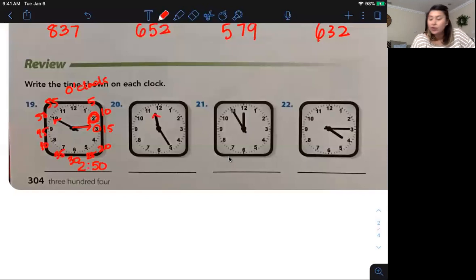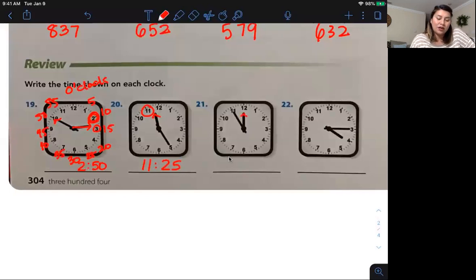It is between two numbers again, and it's always the number before. So it's 11. And can you count by fives all the way to 5? Start at the 1. 5, 10, 15, 20, 25. So what's my answer? What time is it? 11:25. Good job. All right, let's do the next one.